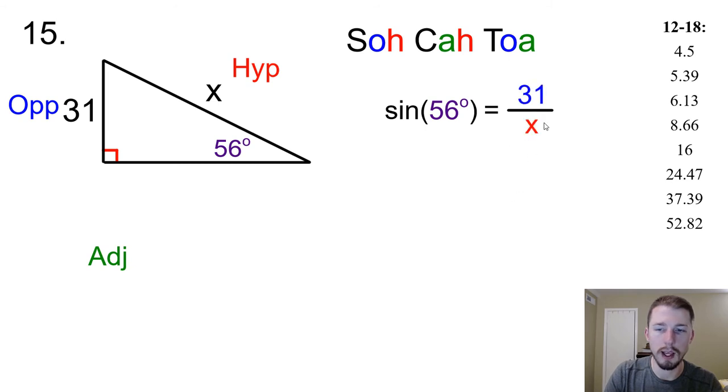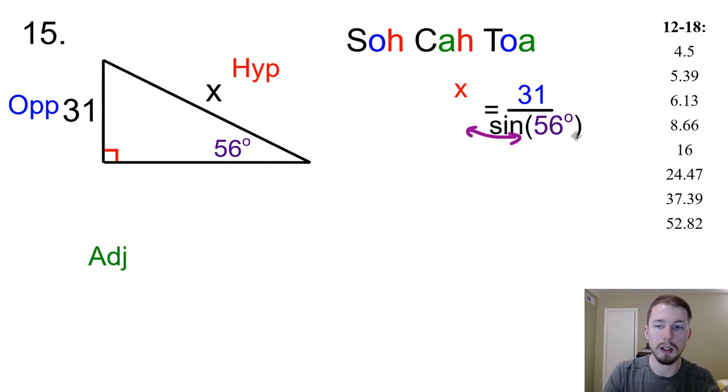Now, if you remember, when x is on the bottom, we end up multiplying both sides by x and then dividing everything by sine of 56. If you remember, we actually have a shortcut for that. So just go ahead and set up the equation, and then you can draw the shortcut by just showing that we're going to switch the place of those two, which means that x is going to go over here, and then the sine of 56 is going to go there. Essentially, that's what's going to end up happening, but you don't have to rewrite that. You can just write it as this.